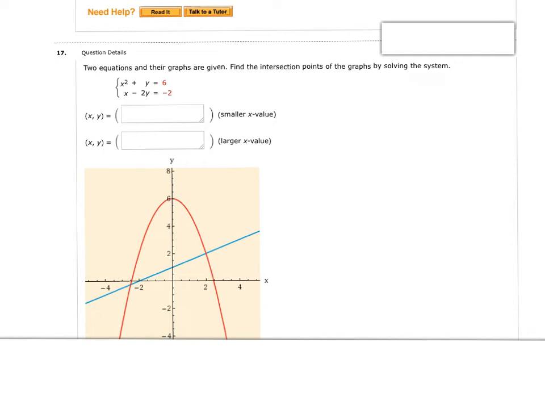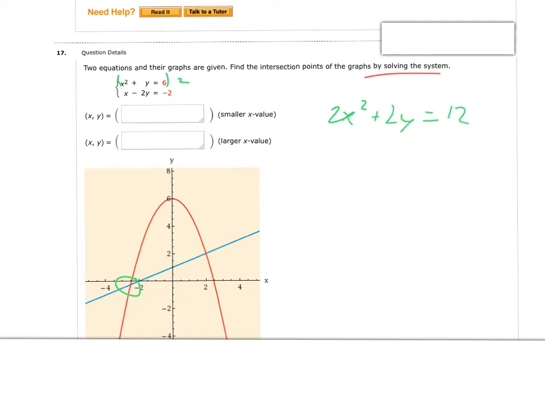All right, next one here, it does say solve the system here. And usually I would use the graph, but I can't really tell what that point is right there. So I think I am going to have to solve this. So I'm going to go ahead and use elimination. I'm going to multiply this one by 2. And that's going to give me 2x squared plus 2y equals 12.